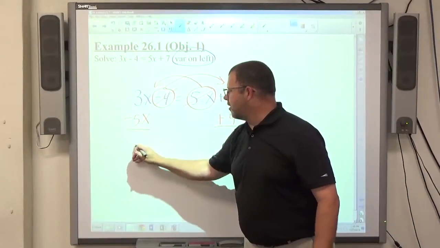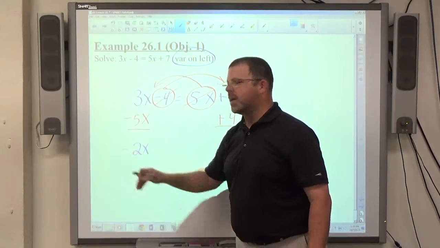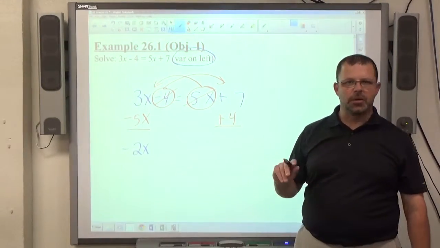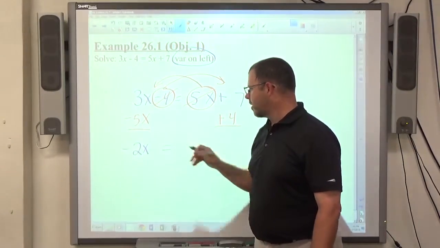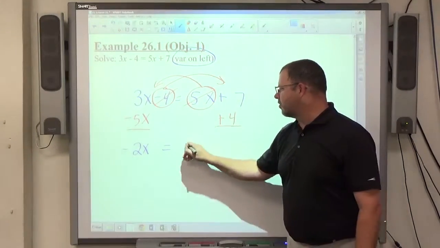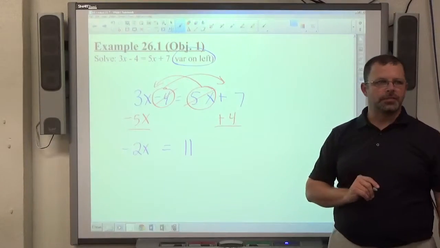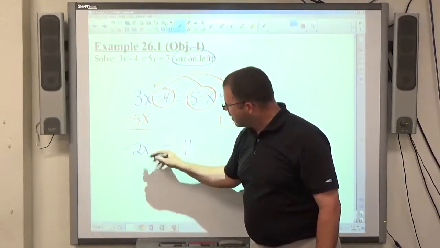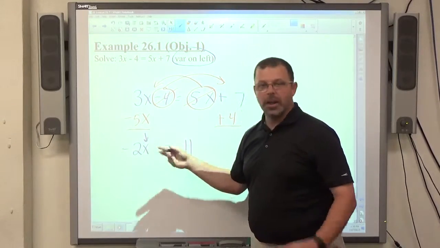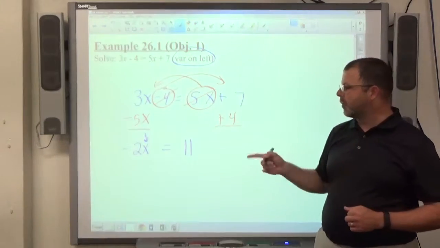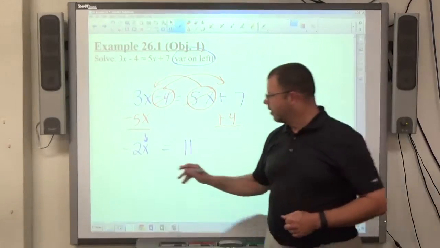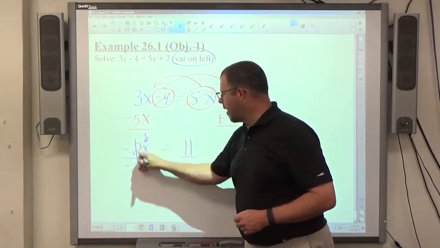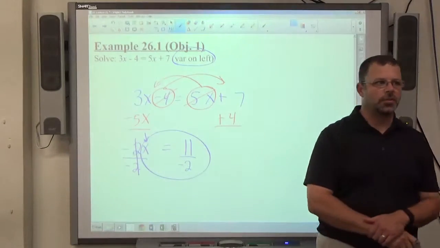Now, at this point, I'm going to add or subtract based on sign. These are opposites, so I subtract. 5 is bigger than 3, so it's negative. Notice the x stayed there. Don't let variables disappear in your work. 7 and 4 are the same sign, so I add. 7 is bigger, so it's positive. Negative 2x equals 11. Step 4, divide by the coefficient. Whatever the letter is, the number in front of that is the coefficient. So I'm going to divide by negative 2 on both sides. That gets me my answer: x is equal to negative 11 halves.